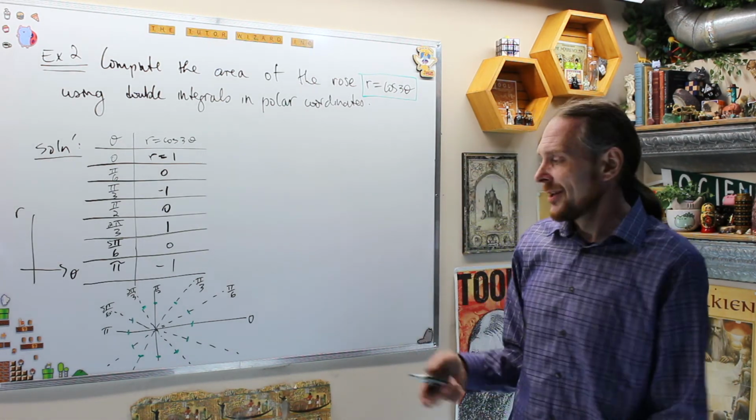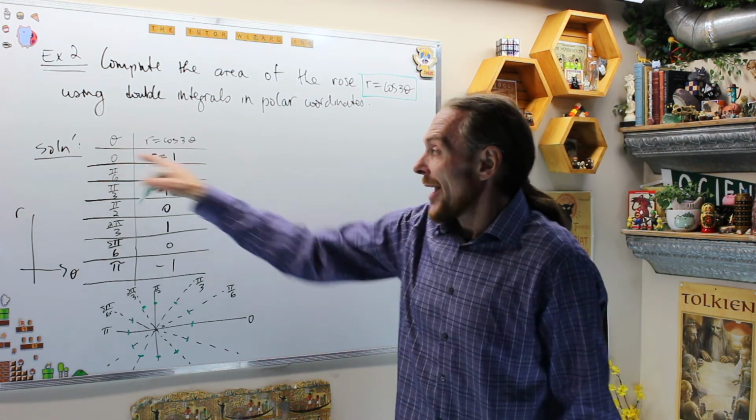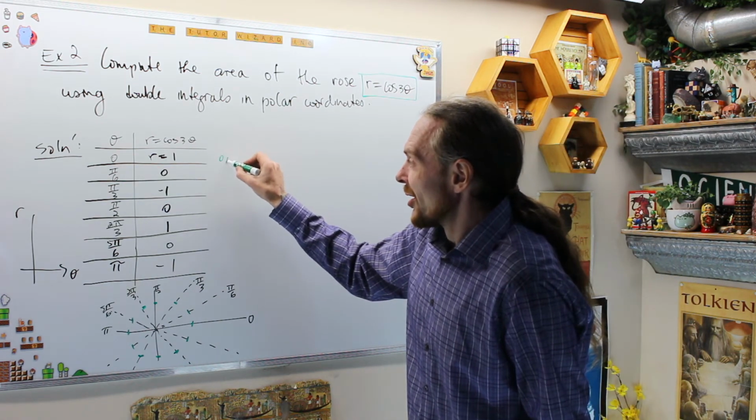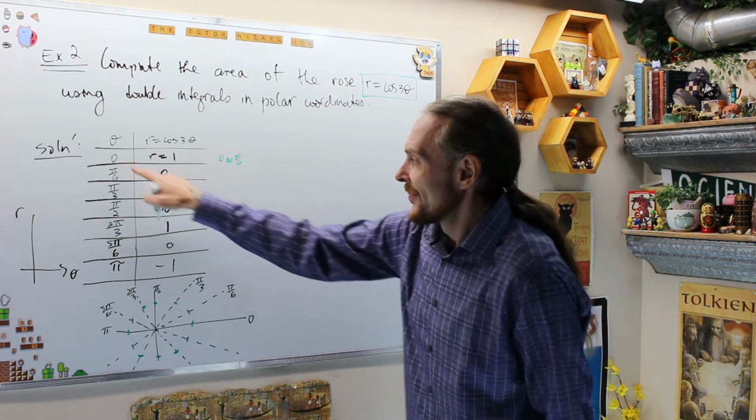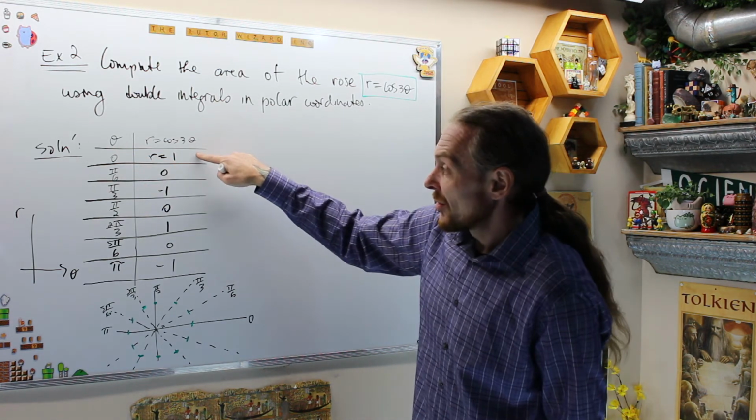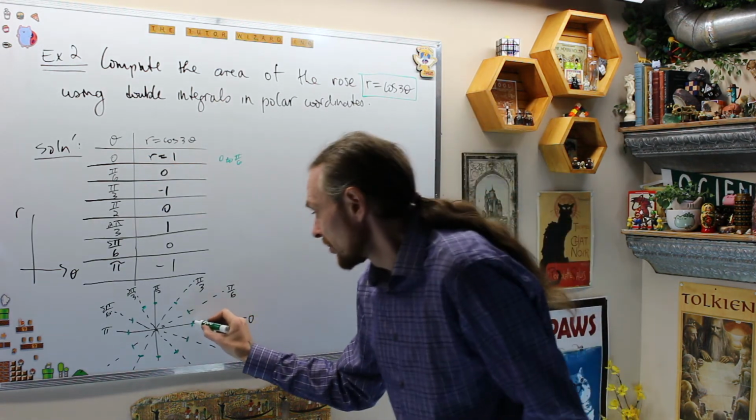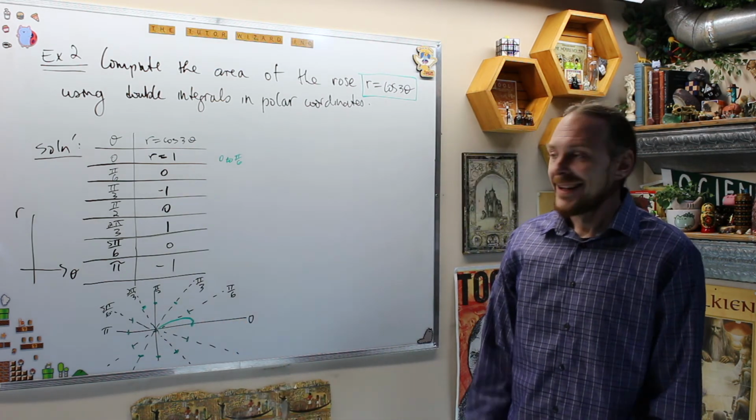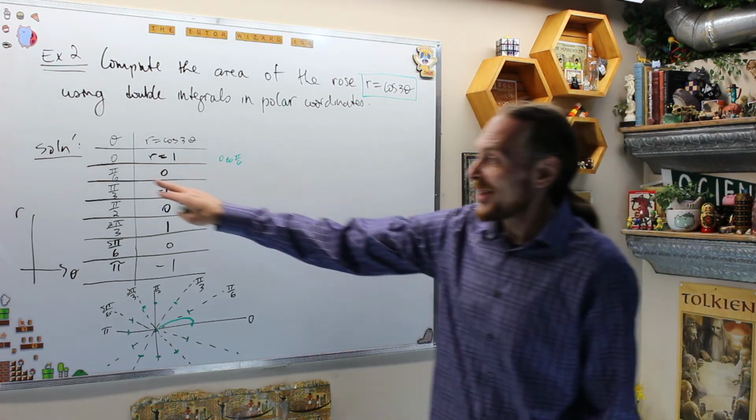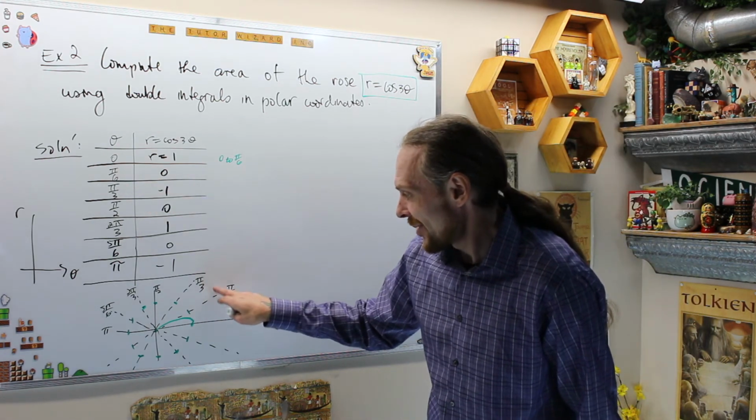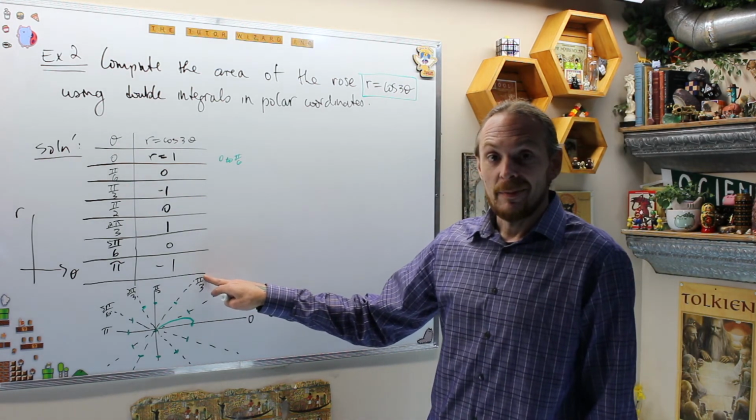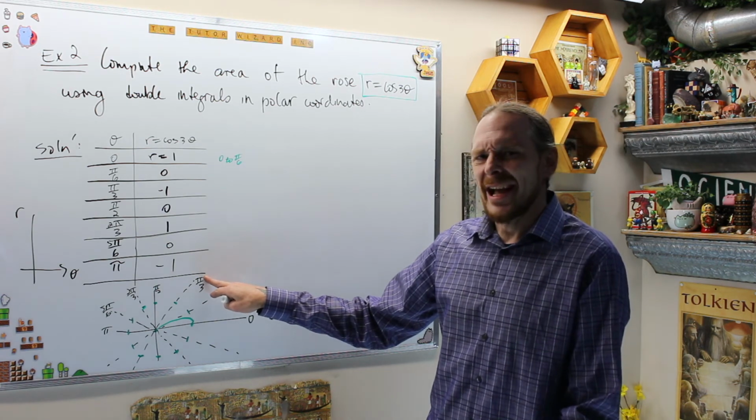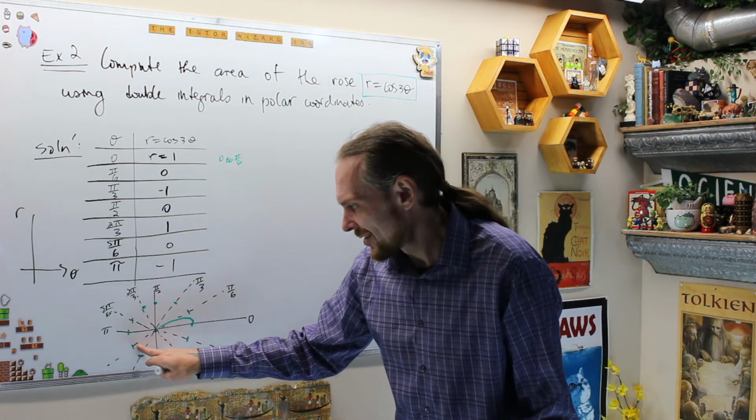How do you do that? Now I start at 0. When theta goes from 0 to pi over 6, my radius moves from 1 to 0. Now, careful, between pi over 6 and pi over 3, my radius goes from 0 to negative 1, but that can't be, so I'm going to flip quadrants. It's going to do it here.